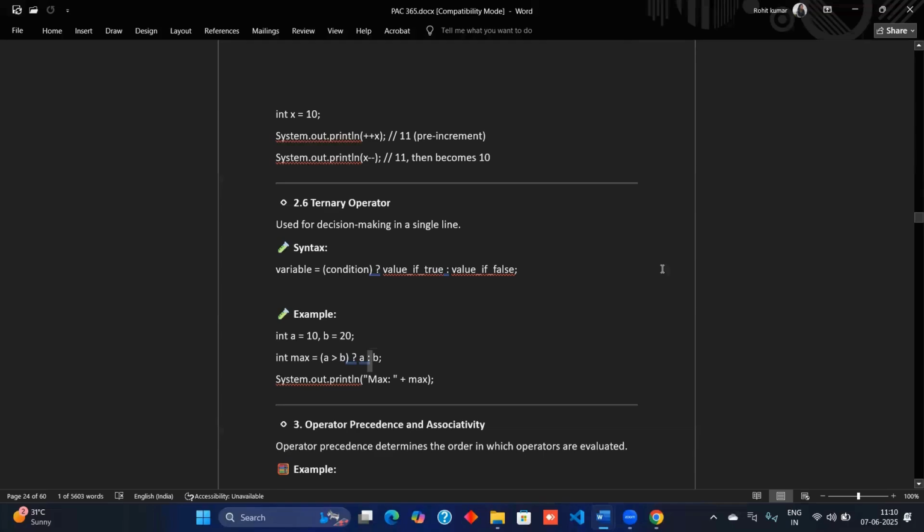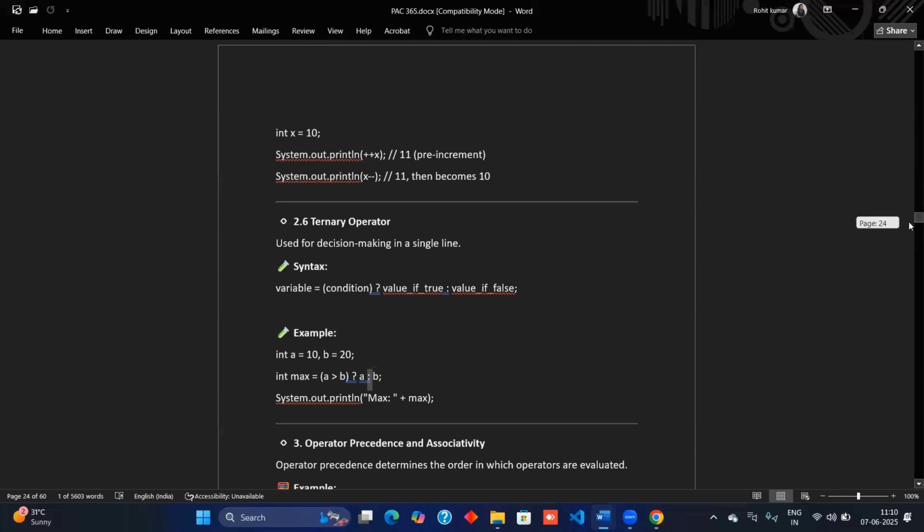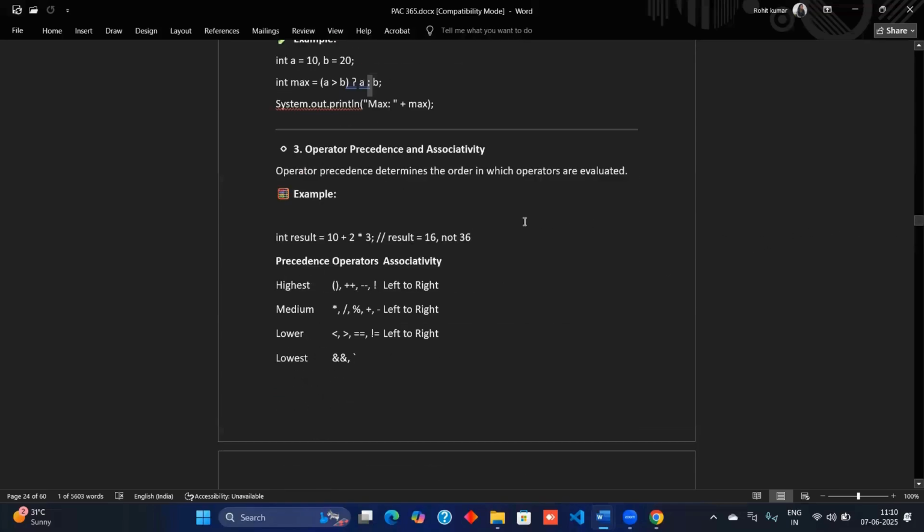Now coming on to operator precedence and associativity. Operator precedence determines the order in which operators are evaluated, because in mathematical operations different operators can come first or second, and this is determined on the basis of mathematical rules.